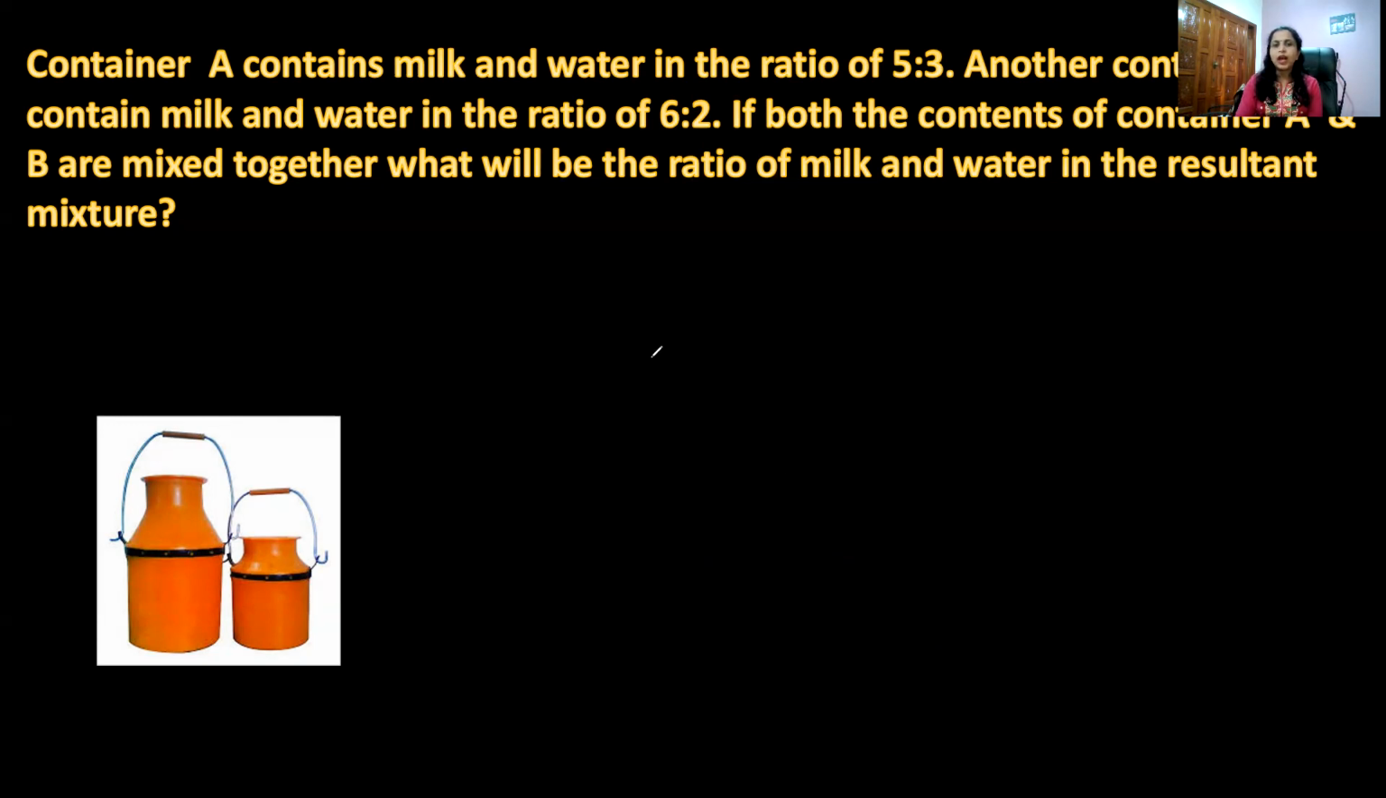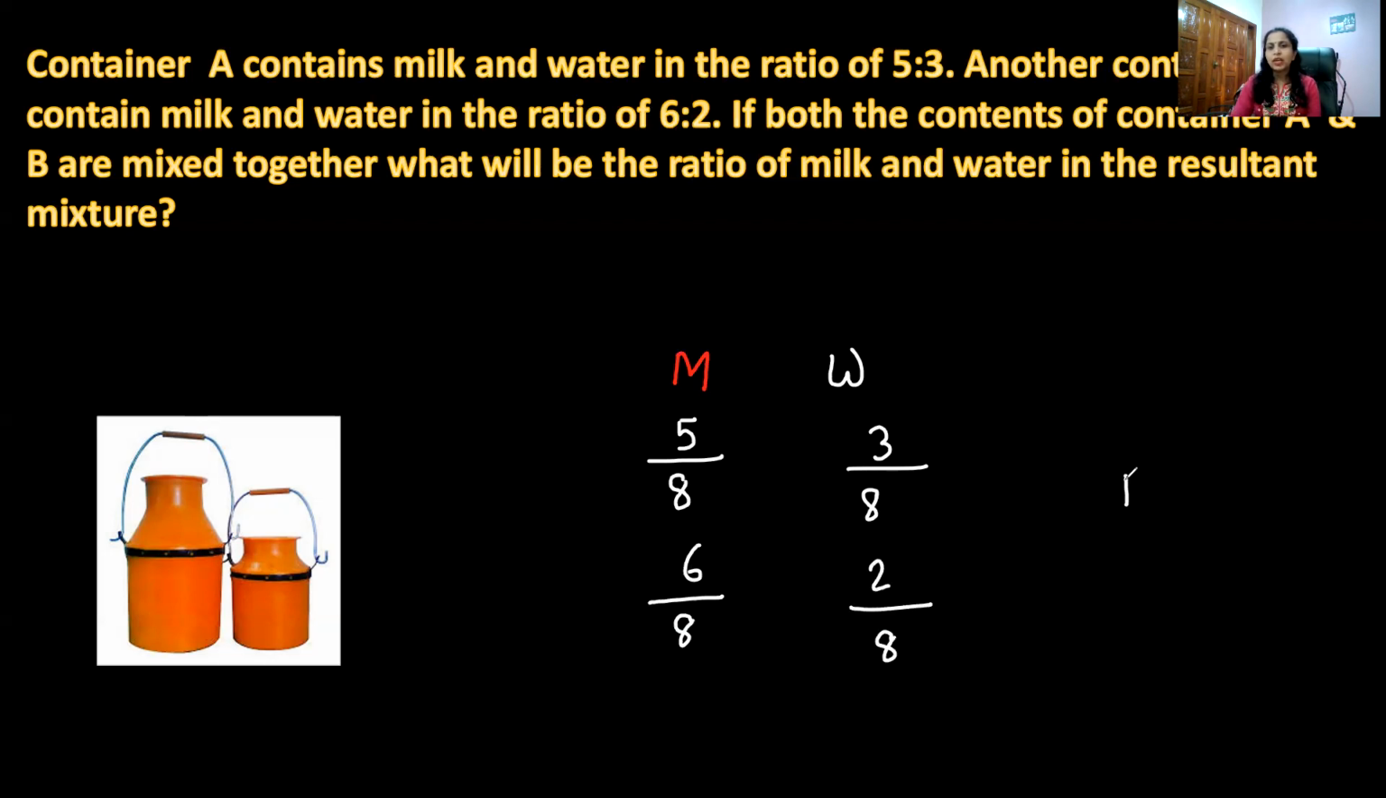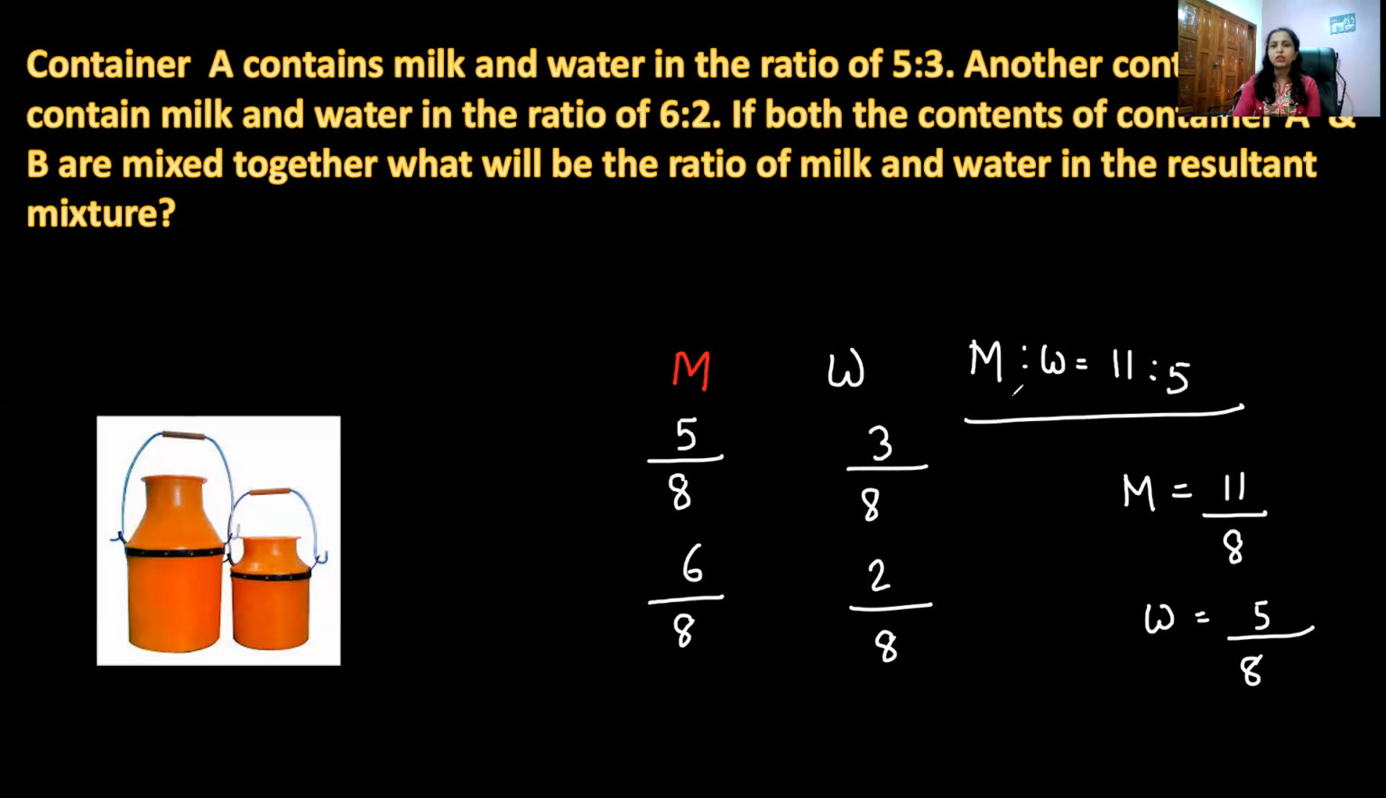Okay, so if we talk about the concept here, milk and water, right? Milk is how much part? 5/8 parts. And water is how much part? 3/8 part. Similarly here milk is 6/8 part and water is 2/8 part. So if you add, milk in the mixture is 11/8 and water is 5/8. So 8 cancels away, and milk and water gives you 11:5, which we did very easily with our shortcut.